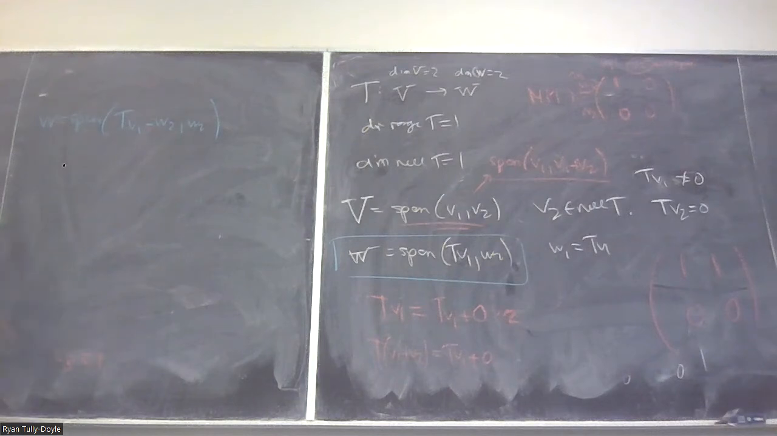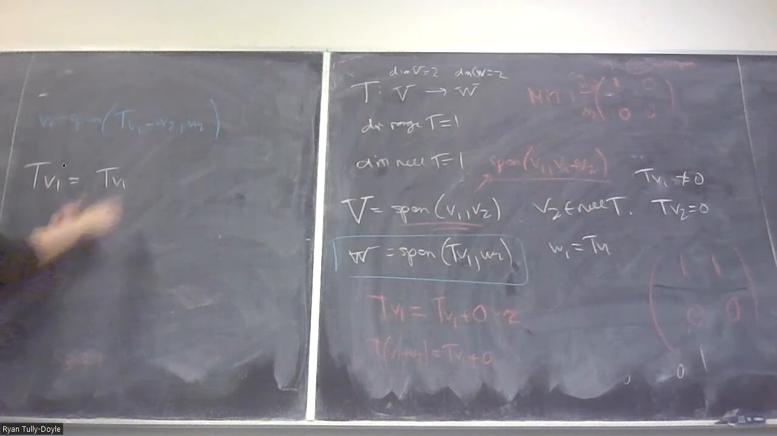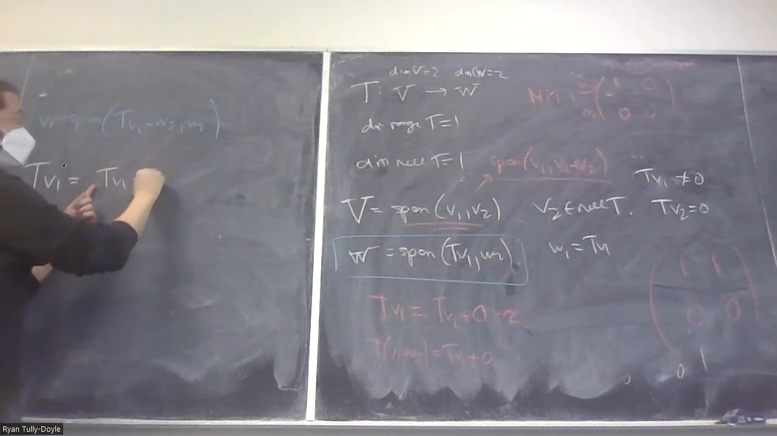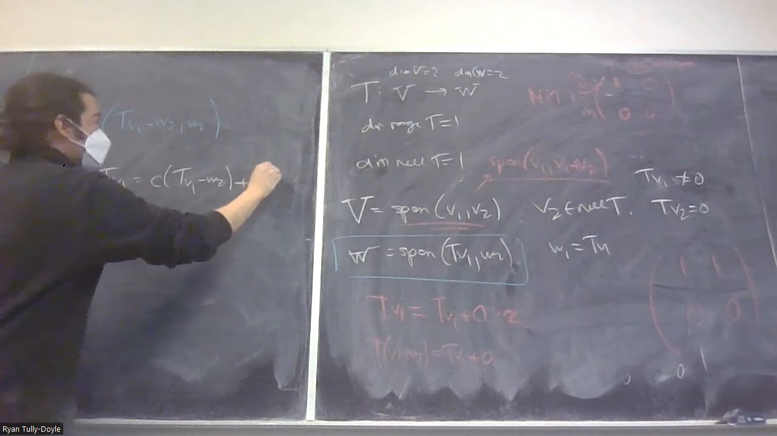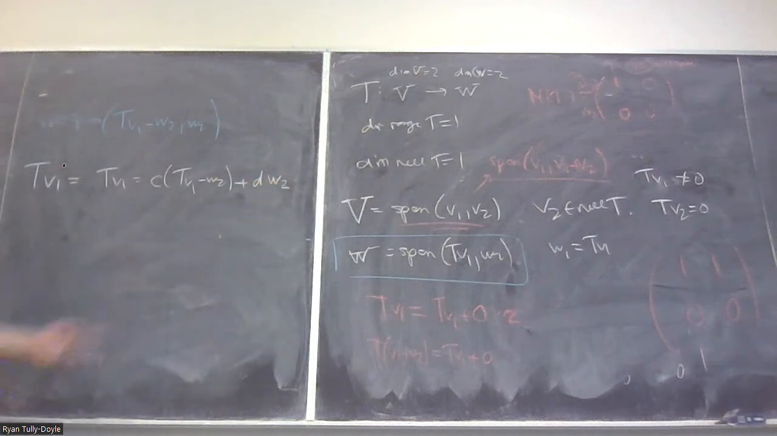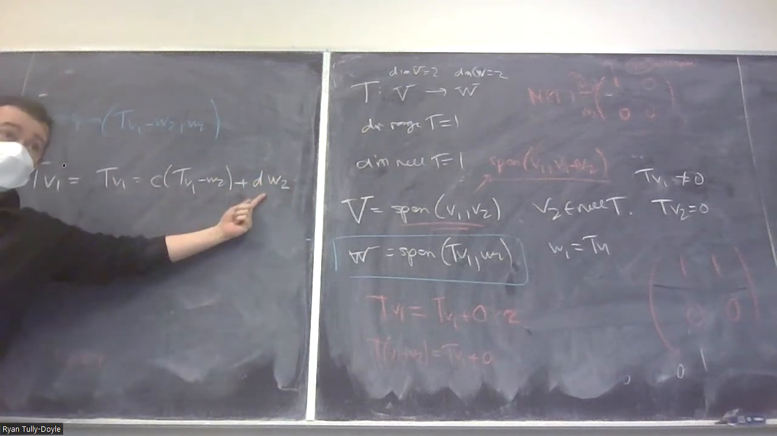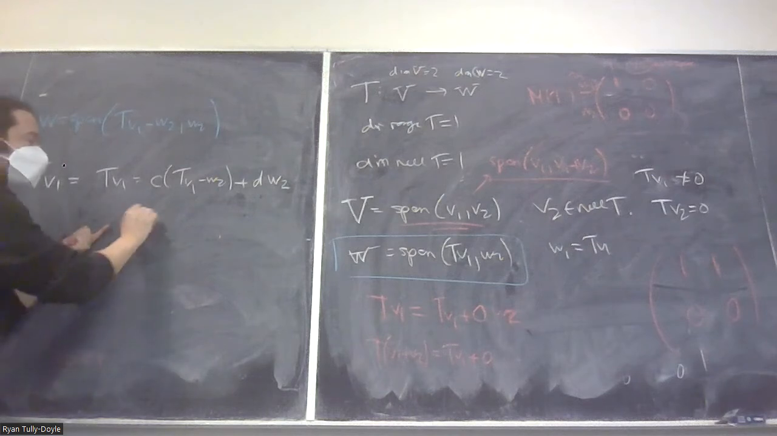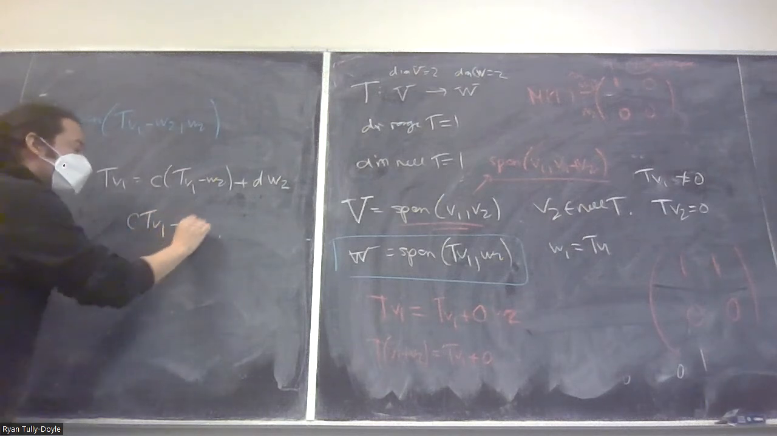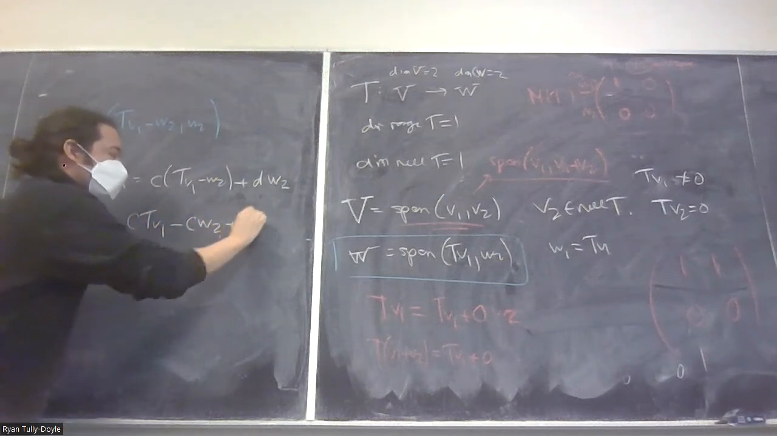Because I'm going to show you right now. What does T do to V1? Well, TV1 is equal to TV1, but in this basis, that means it's equal to C times (TV1 minus W2) plus D times W2. This is a new basis, which means the coefficients have changed, right? Why did I put the minus here? Because this turns into CTV1 minus CW2 plus DW2.